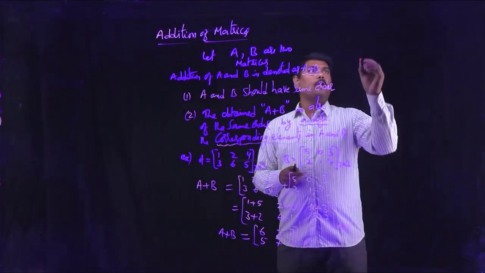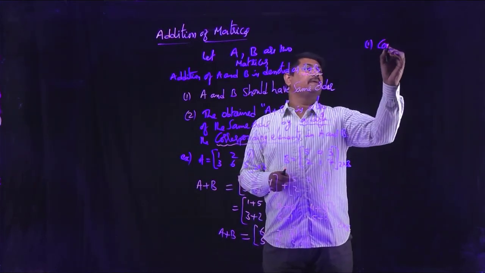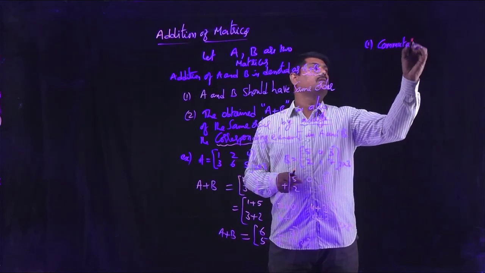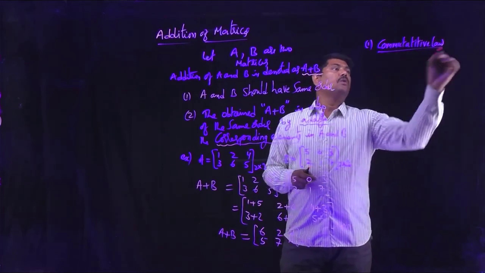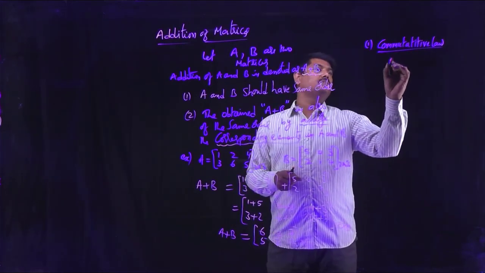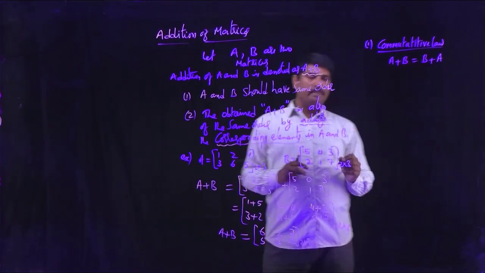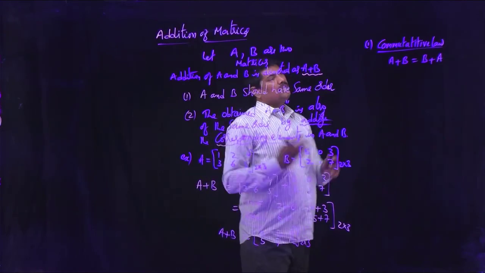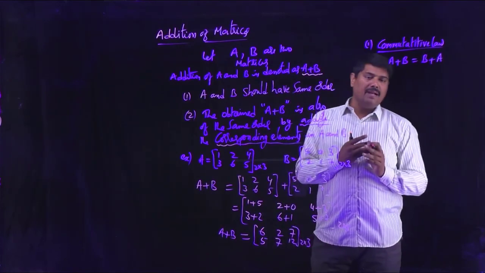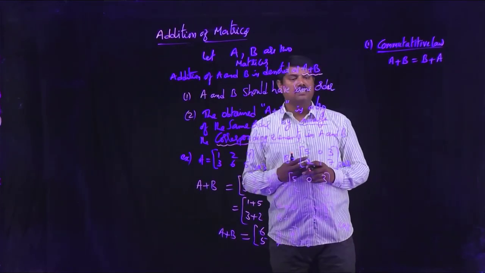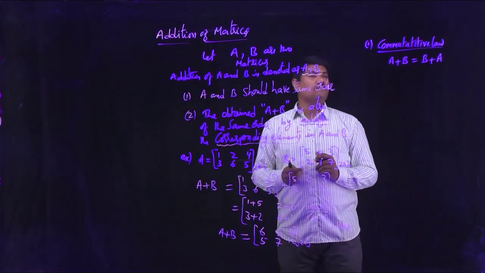We have different properties. The first one is the commutative law. Let me explain one by one. What is the commutative law? Commutative law means addition of the matrices with the order changed is also valid. To find A plus B, even if you find B plus A, both will be the same. So by changing the position of the matrices, you can get the same answer. Changing the position of the matrices is nothing but the commutative property with respect to addition.